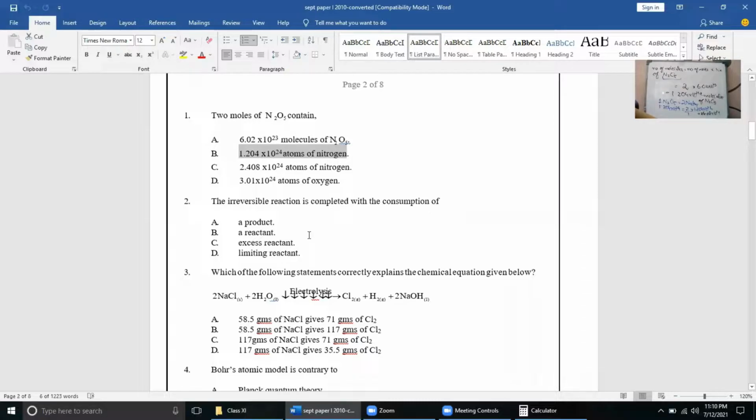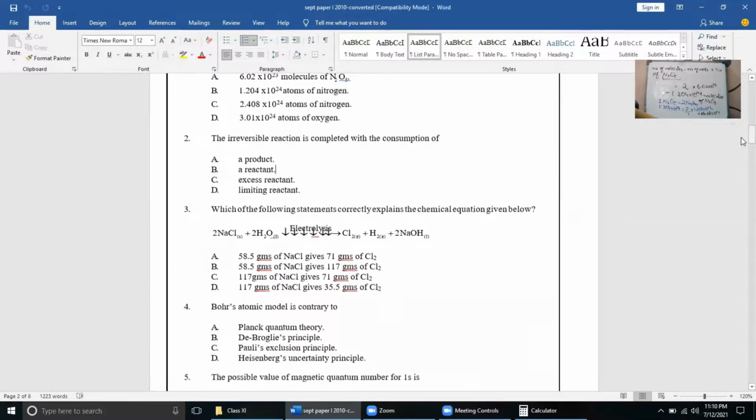Okay. Next question is: the reversible reaction is completed with the consumption of what? Irreversible reaction proceeds only in one direction. It is completed whenever the limiting reactant is finished off, used up. So this will be the correct answer. If the limiting reactant is used up, no more product will form. So the reaction can be completed with the consumption of limiting reactant.